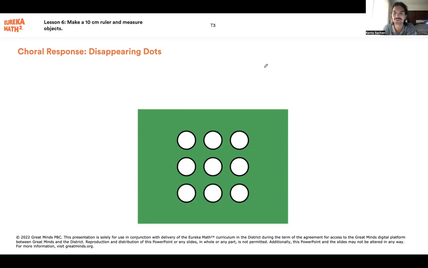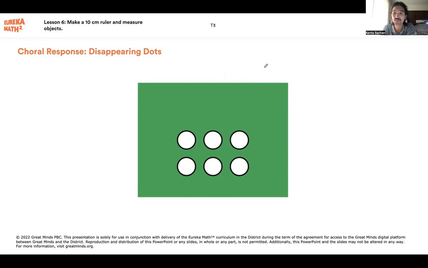Right, now we have 9. How many disappeared there? Great. So we say 9 minus how many? 3. Perfect. Equals how many are left? Nice. So 9 minus 3 equals 6. Good job. One more time. 9 minus 3 equals 6.